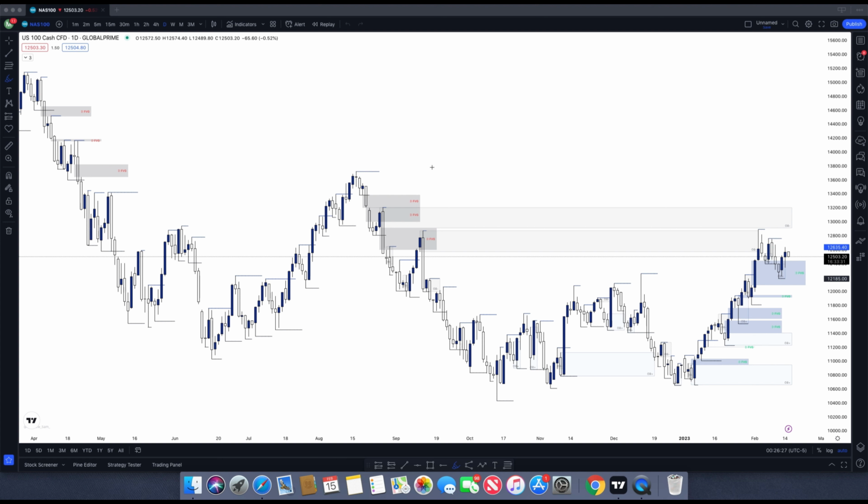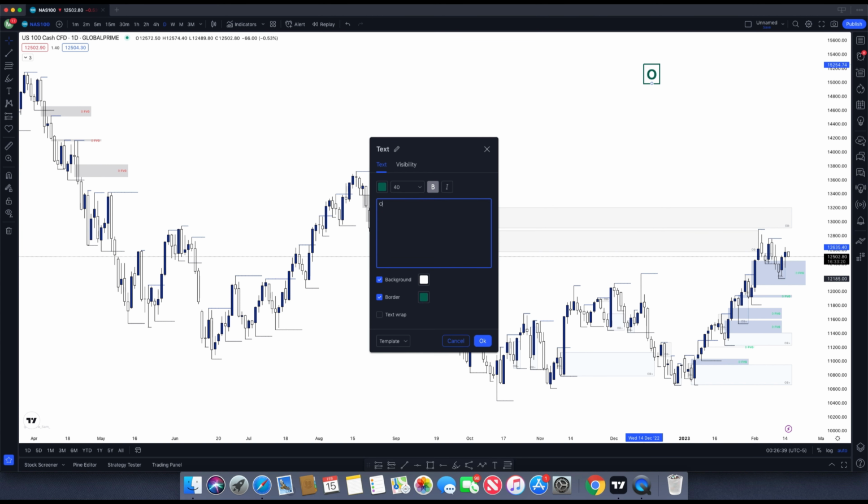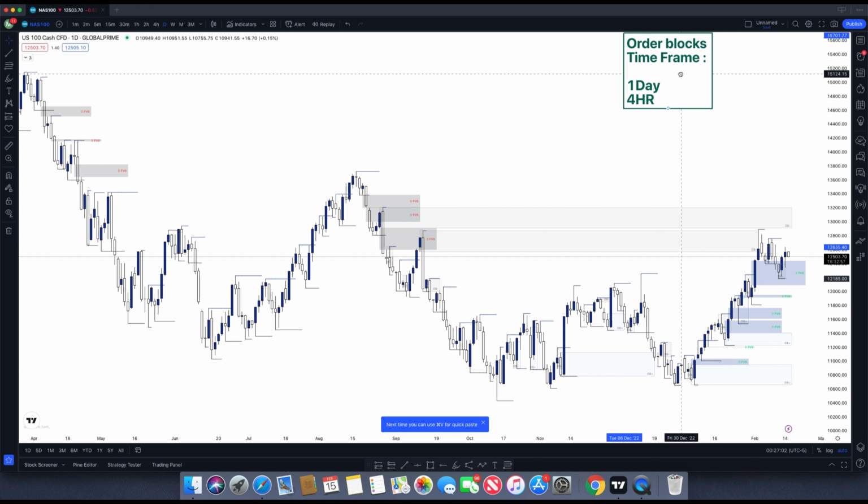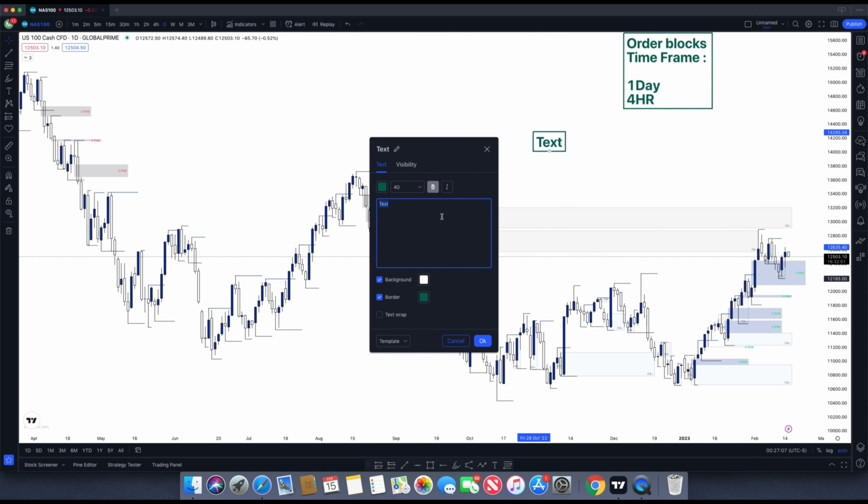So first things first, I just want to mark off a couple of rules when using this strategy. When you're trading order blocks, you want to use it on a higher time frame. The time frames you want to use are the 1 day and the 4-hour time frame. For intraday trading, you can use a 1-hour time frame, but for me, I just want to focus on the overall picture. The second thing you want to look for is a draw on liquidity.